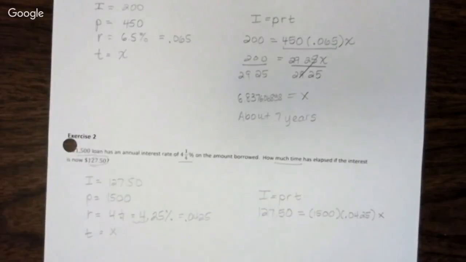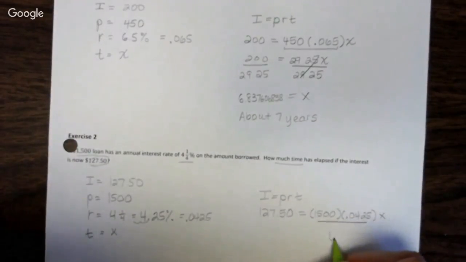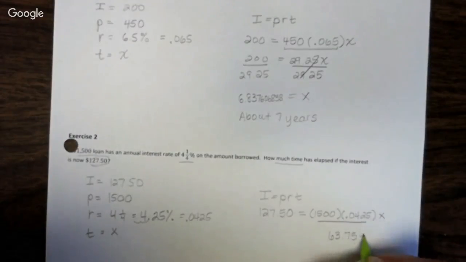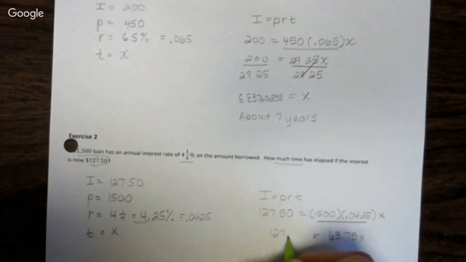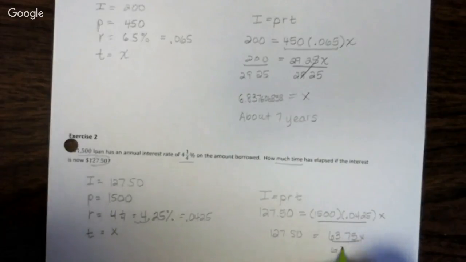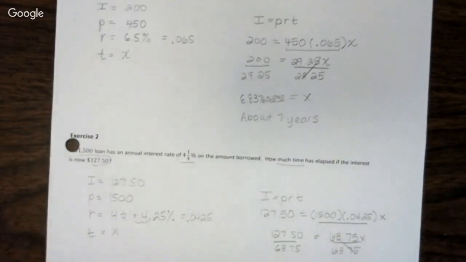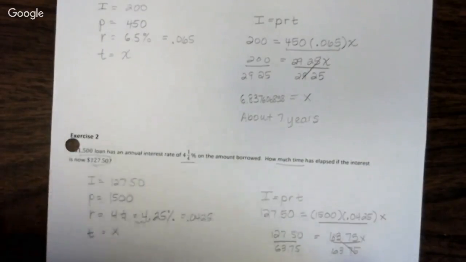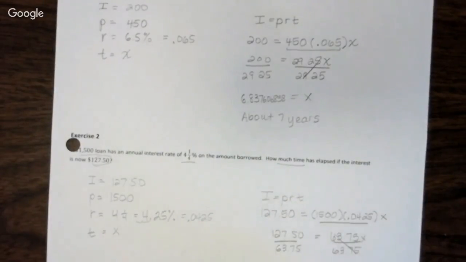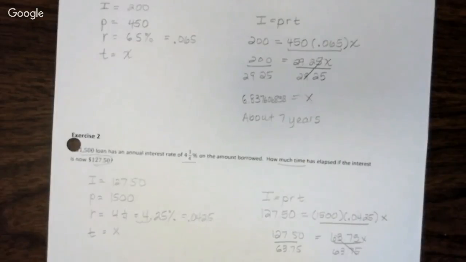So 1,500 times 0.0425 gives us 63.75. Divide both sides by 63.75. So 127.50 divided by 63.75 gives us 2. So that would be 2 years.